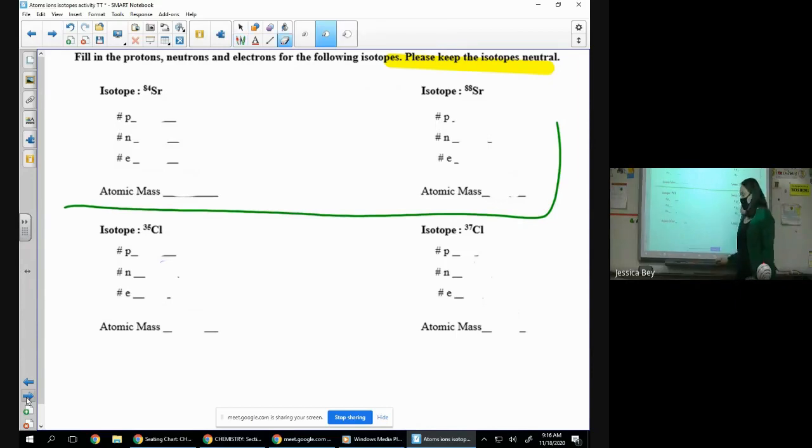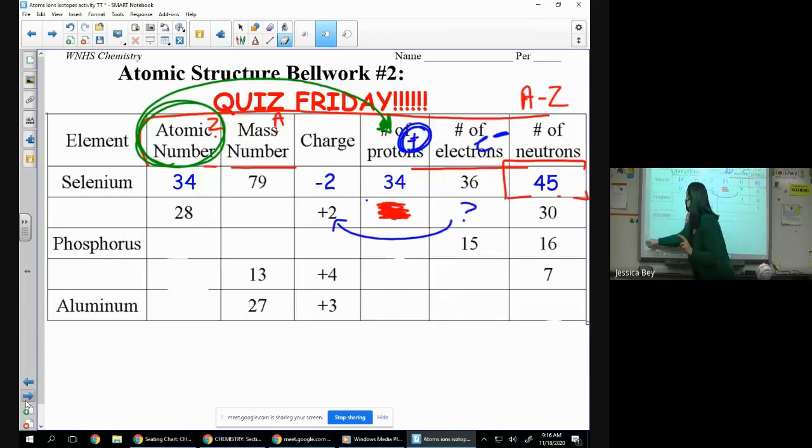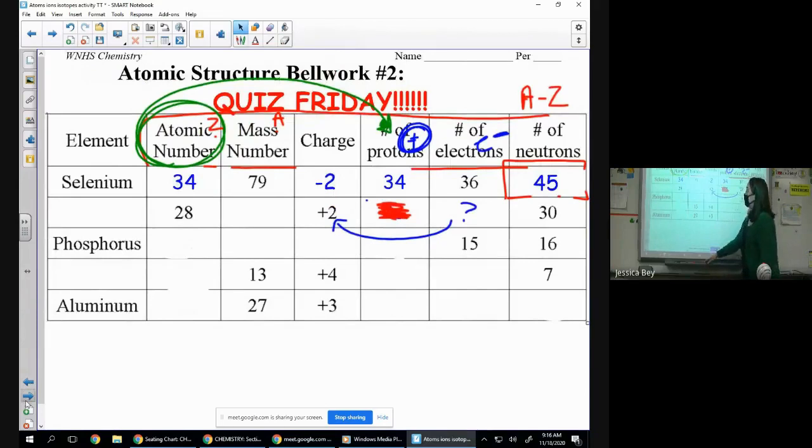Talk to me. So if you have more protons, it'll be a positive 2. If it's more electrons, it's a negative 2, okay? And so here, let's just do one more here because sometimes it is a little confusing. Let's say you have 28. We know we have 28 here.